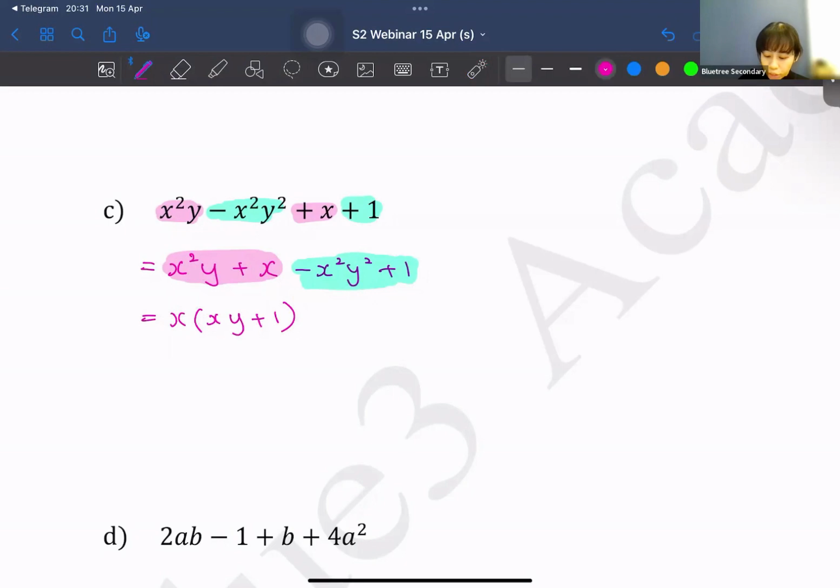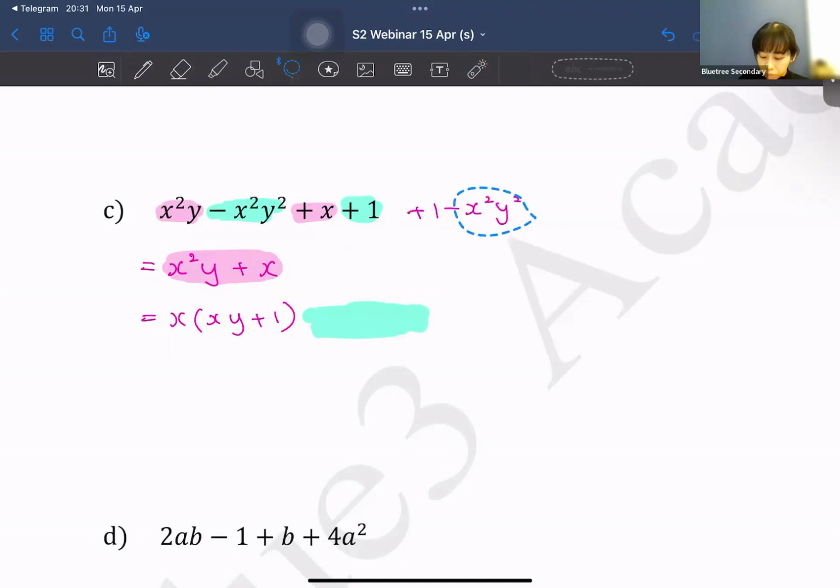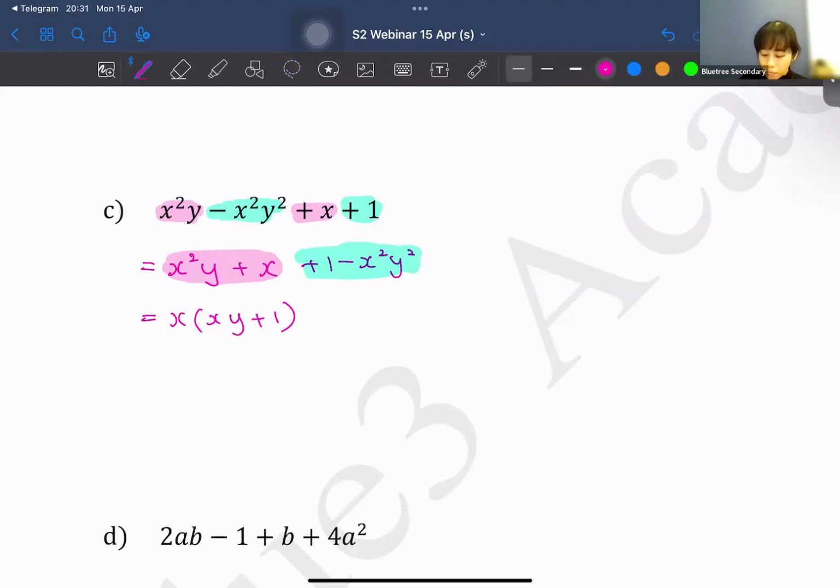So if I were to rearrange this second group and put my plus 1 at the front, you have your third identity where you have a squared minus b squared. So when you have your a squared minus b squared, you can factorize it into your a plus b times a minus b. So your a in this case is just going to be 1. Your b is, if you square root this entire term, you will just have x times y. So a plus b, a minus b.